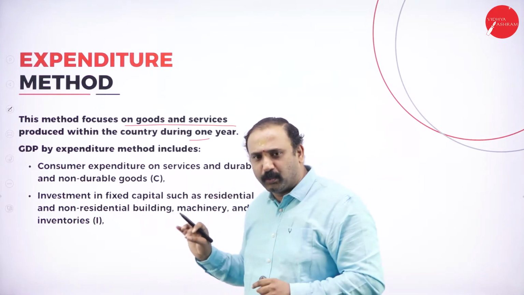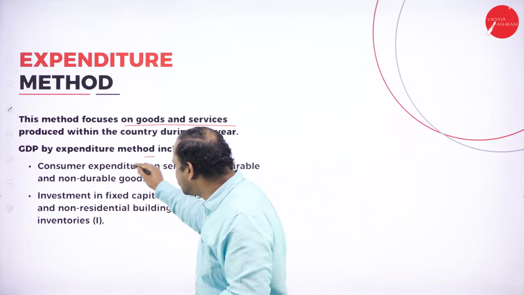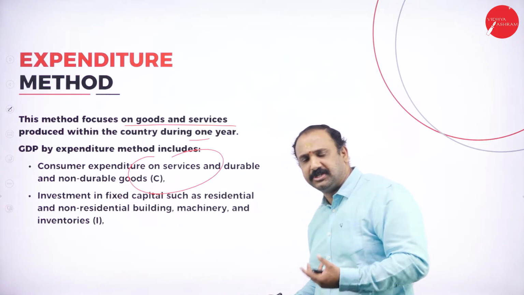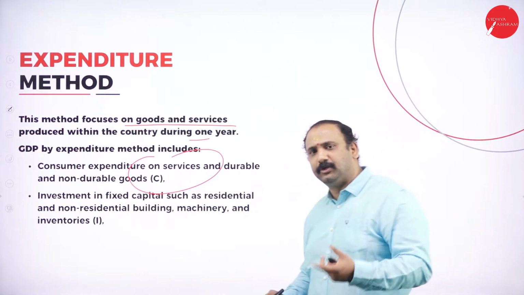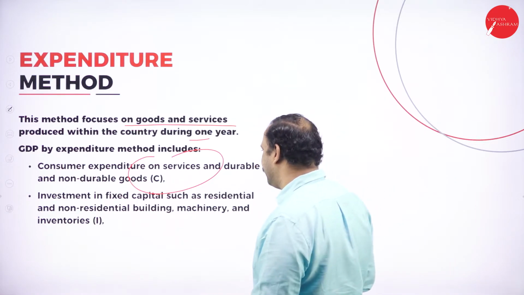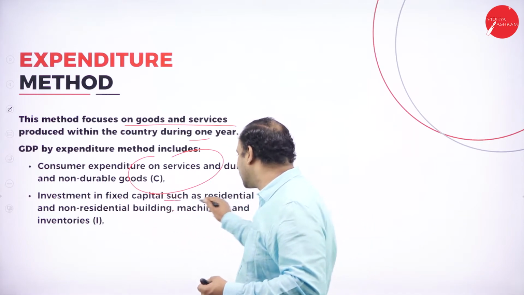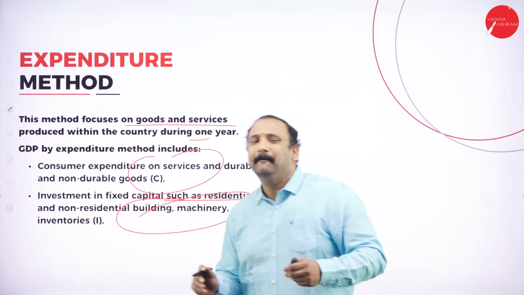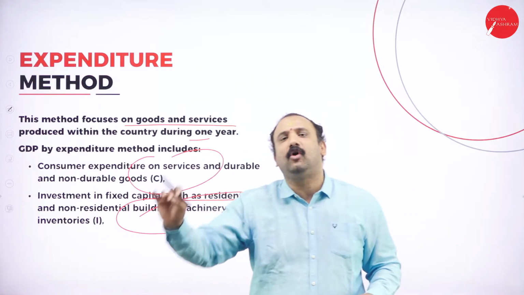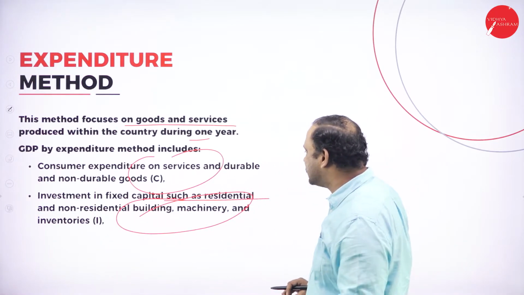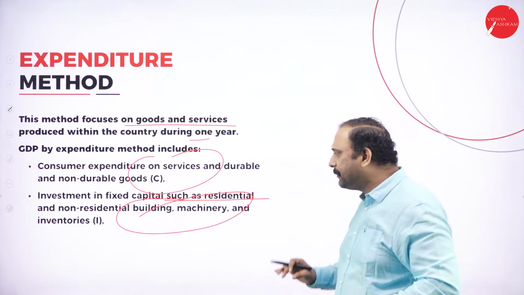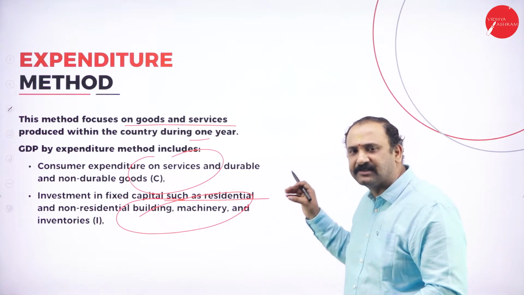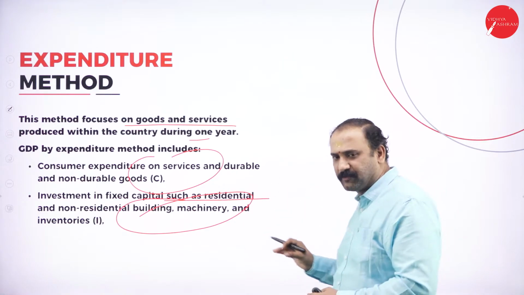Why am I getting into it here? Consumer expenditure on services and durable and non-durable goods. So I'm using FMCG goods both in terms of the durability and the non-durability factor. Investment in fixed capital such as residential, non-residential buildings, machineries, inventories, all those factors. So what is happening here is that I am trying to look at it from an expenditure standpoint. I'm not just looking from human income.